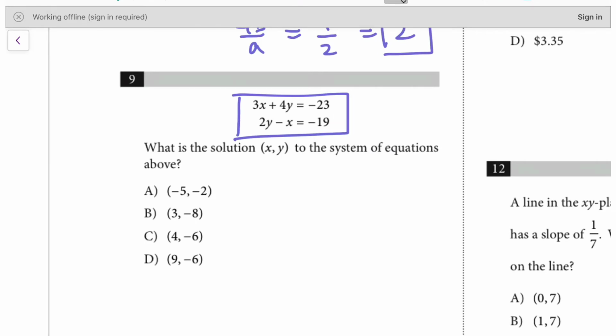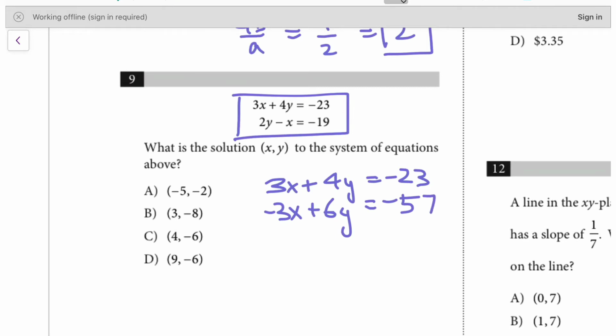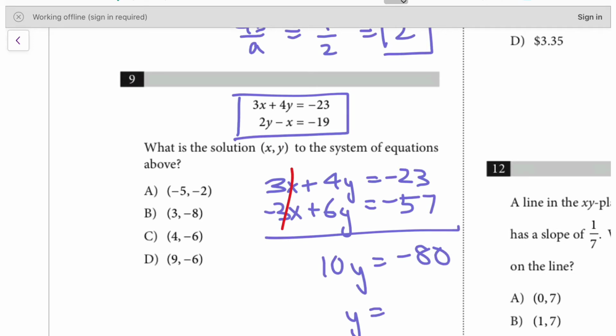So, okay. I'm going to keep the first equation the same way, 3x plus 4y equals negative 23, and I'm going to multiply the second equation by 3. Okay, so I get negative 3x plus 6y equals negative 57, I think. Okay, so the 3x and the negative 3x cancel out, and I end up with 10y equals negative 80. So y equals, I divide by 10 on both sides, y equals negative 8.